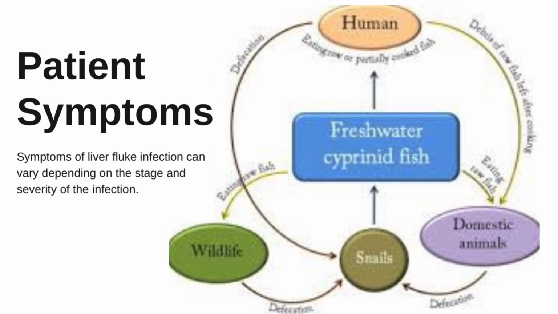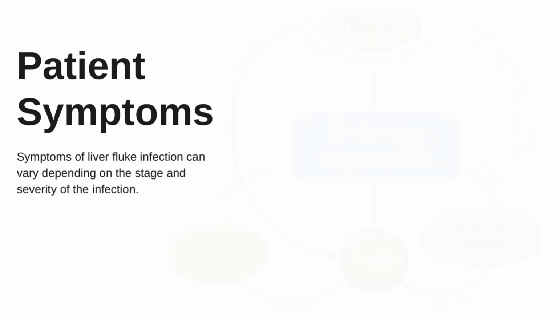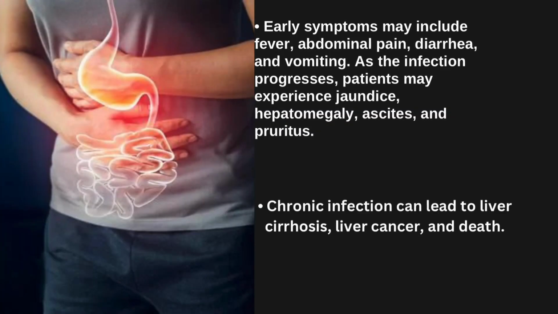So early symptoms may include fever, abdominal pain, diarrhea, and vomiting. As the infection progresses, patients may experience jaundice, hepatomegaly, ascites, and pruritus. Chronic infection can lead to liver cirrhosis, liver cancer, and even possibly death.